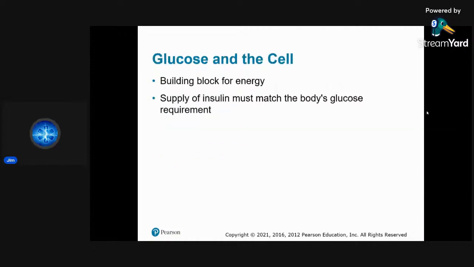Glucose in the cell, it's the building block for energy. We've talked about this several times. You take glucose and oxygen and it turns into ATP through the mitochondria, and that's the energy for the cell. The supply of insulin must match the body's glucose, right? We've talked about this a little bit before too, that insulin is actually the key that helps the glucose penetrate the cell membrane. So it's like the key to the gatekeeper, and it lets the glucose in.